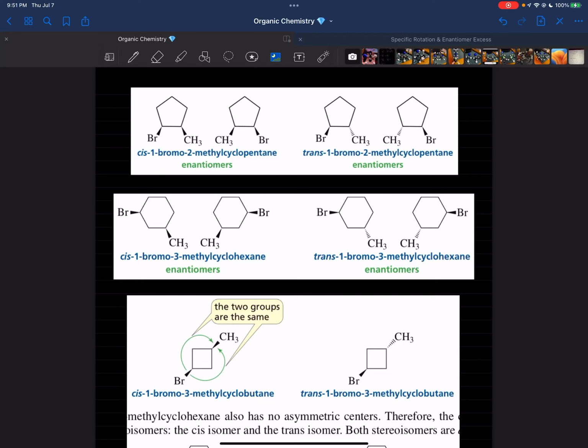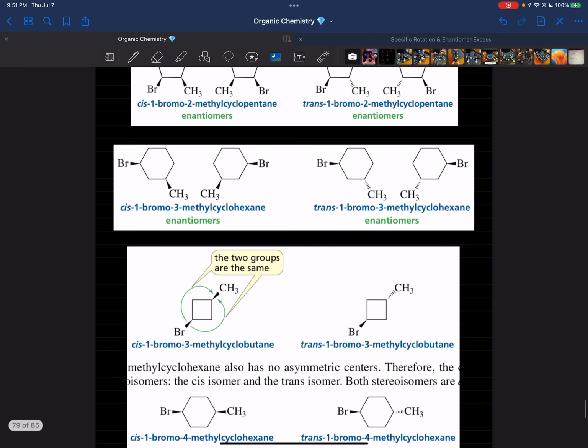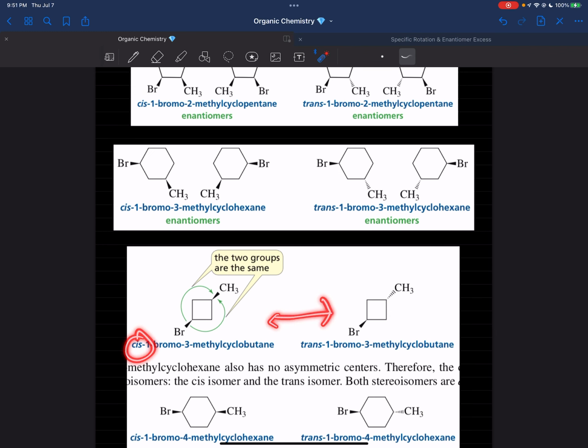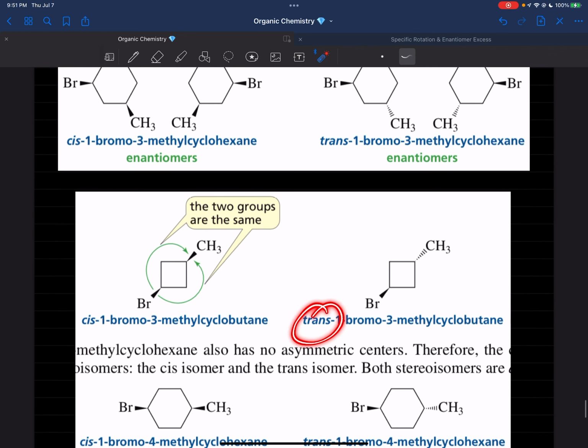So I wanted to make a brief video here. We're in section 4.13, talking about stereoisomers of cyclic compounds. I think this is an area where a lot of students can get confused about what is chiral and what is not chiral, especially because we have these cis and trans forms. You can see the relationship between these two compounds here. You have this one cis on this side and this one trans on this side.